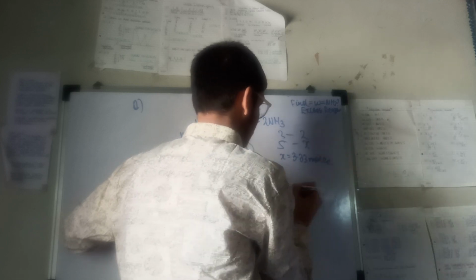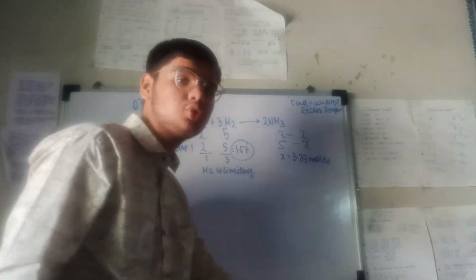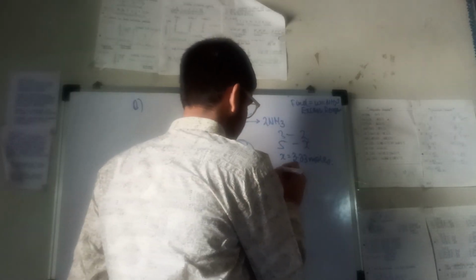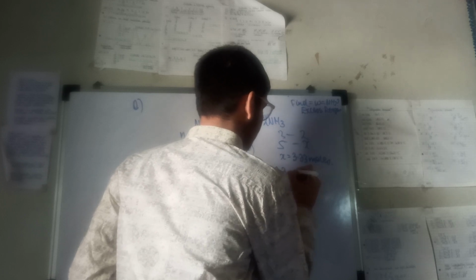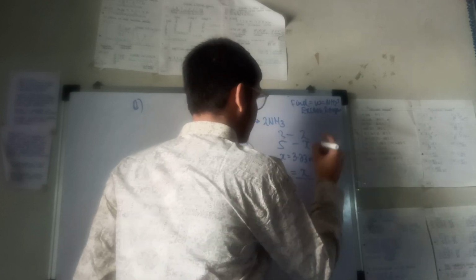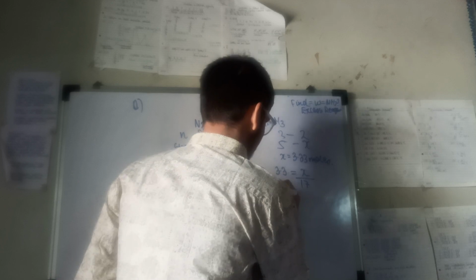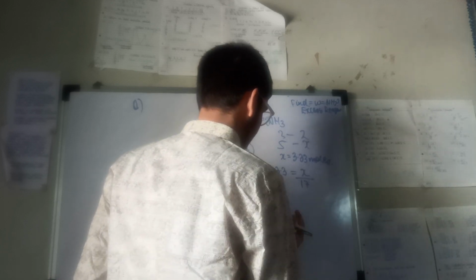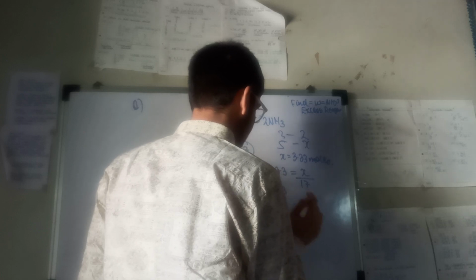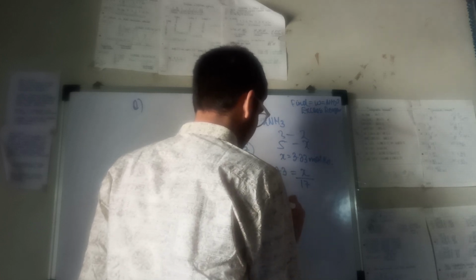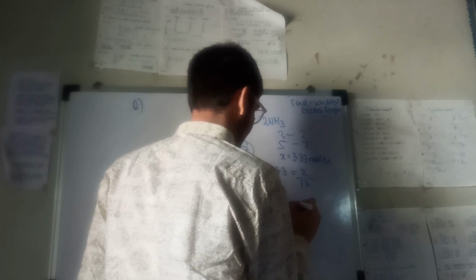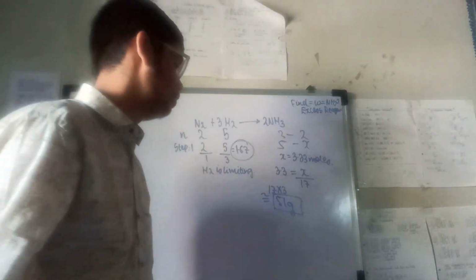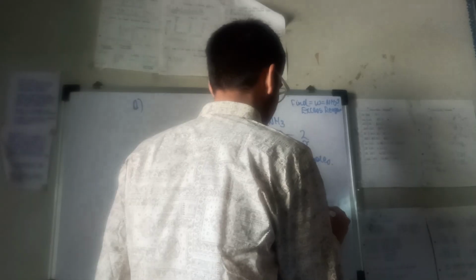Now the simple formula: moles is equal to given mass by molar mass. Given mass we have to find. So 3.3 is equal to X by 17. So 17 into 3, approximately: 7 threes are 21, 2 carry, 51 grams of NH3 is formed. That is the first part of the question I have completed.